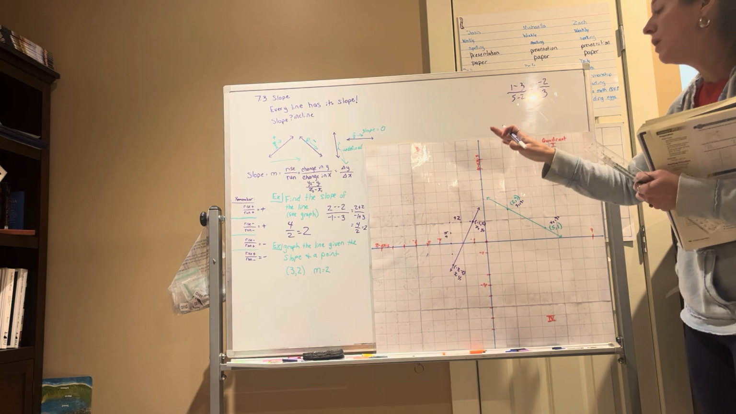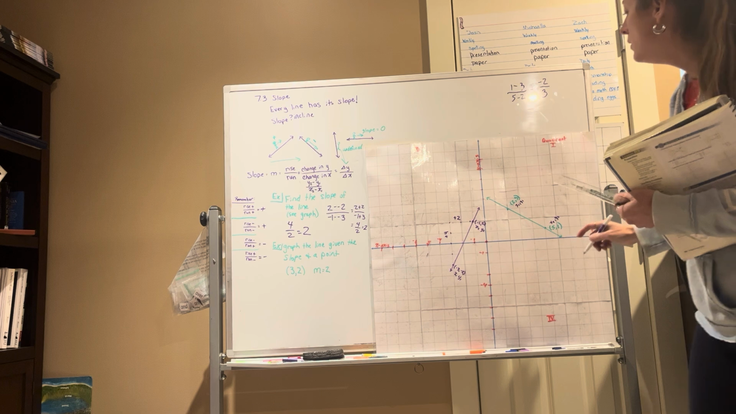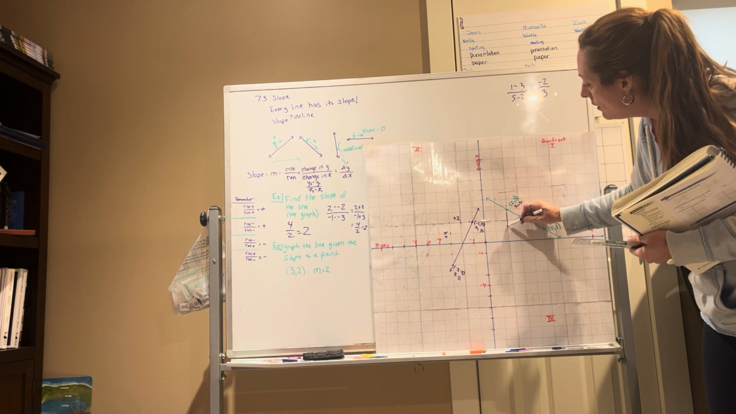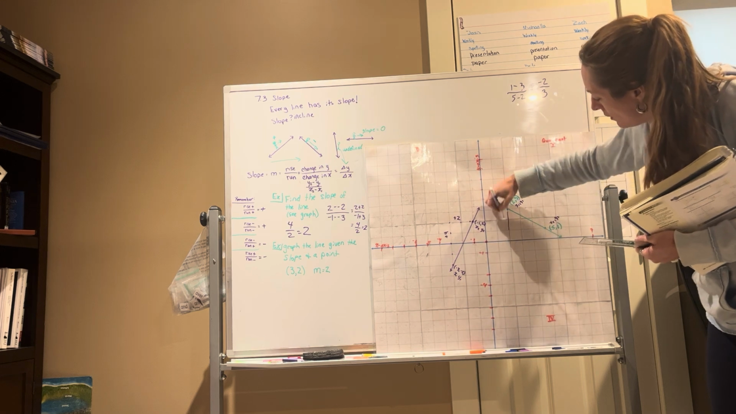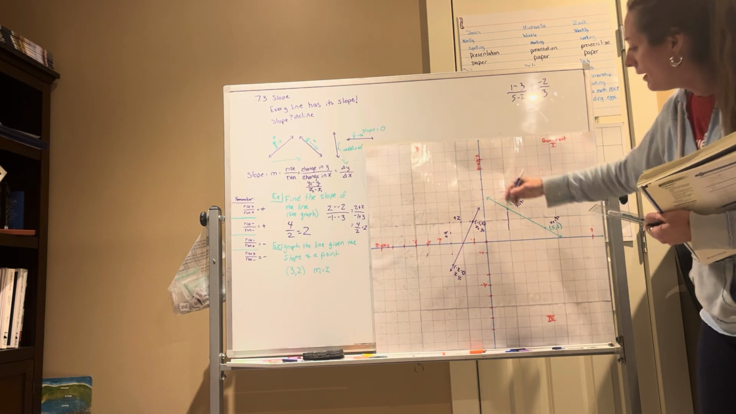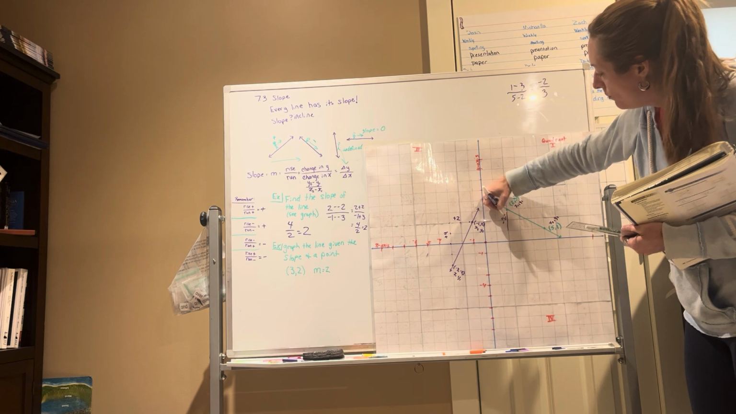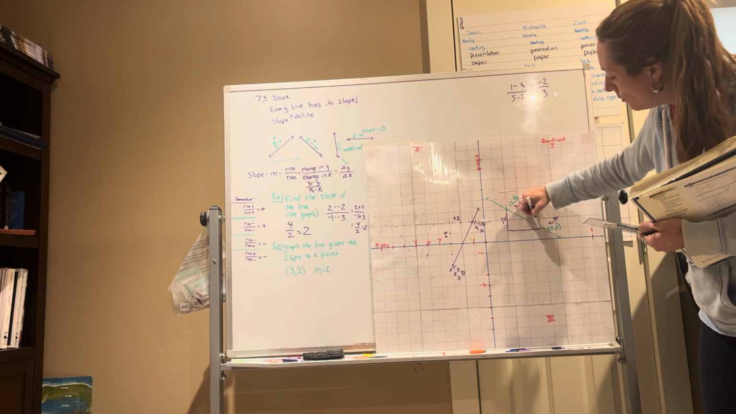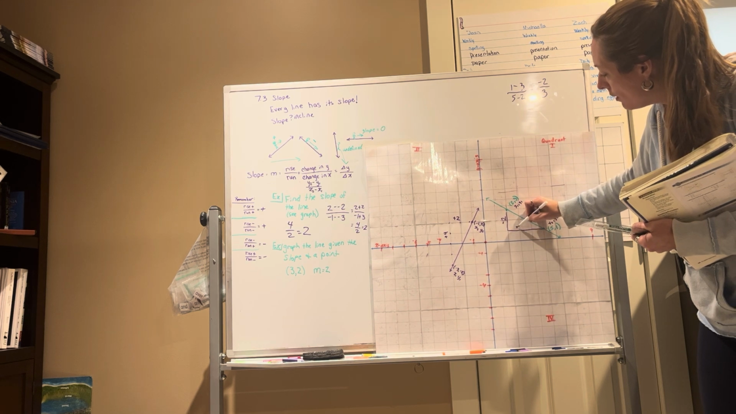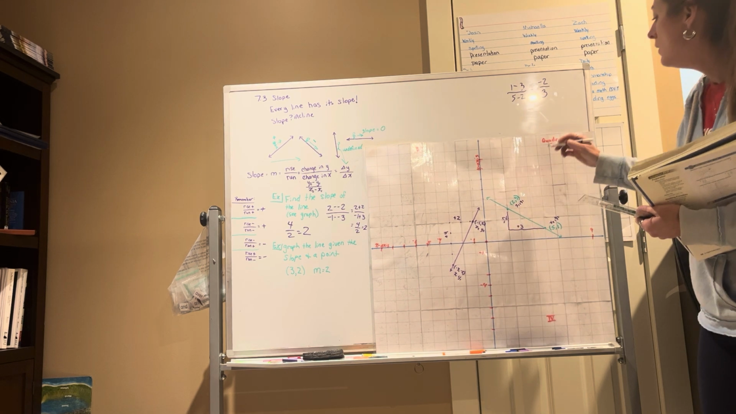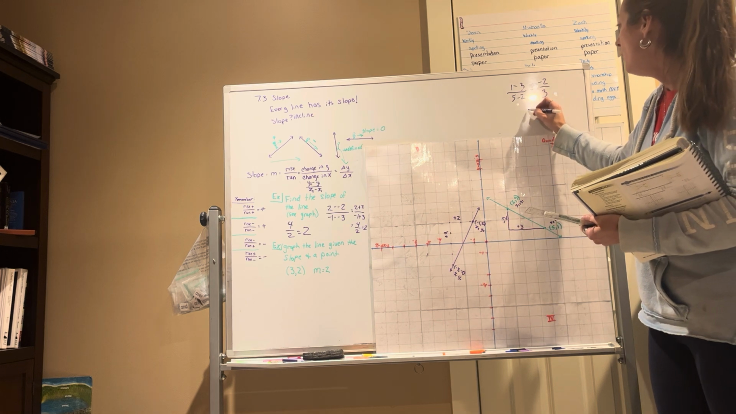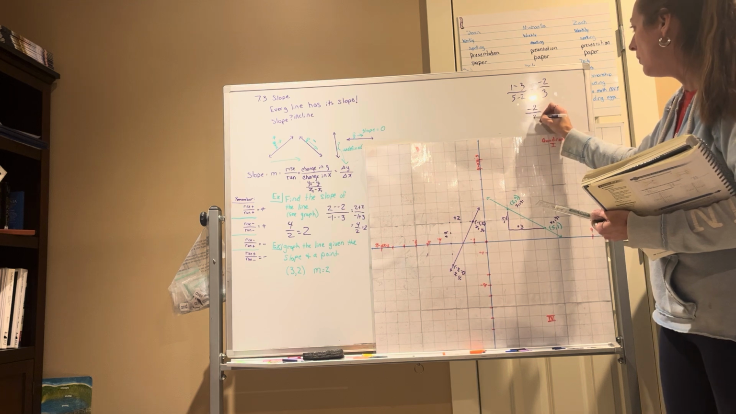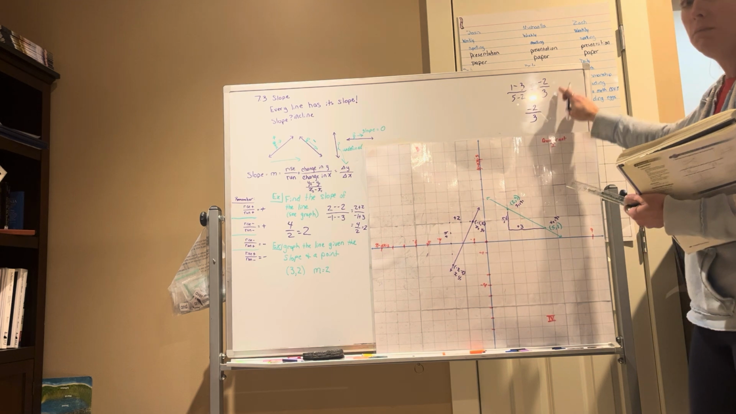Then you can also come up with it doing this method. You're going to go down 1, 2. Since I'm going down, I'm going in the negative direction, so this is a -2. And then I'm going right 1, 2, 3. So this is a +3. And so then I do my rise, -2, over my run, +3, and I get the same number.